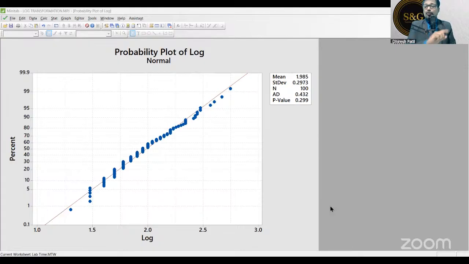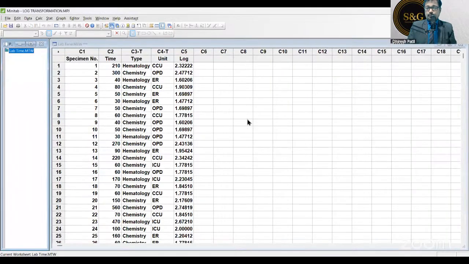Now, let me give you another transformation strategy called Johnson transformation. There is another transformation strategy called Johnson transformation. Now, when do we use Johnson transformation? Understand this.